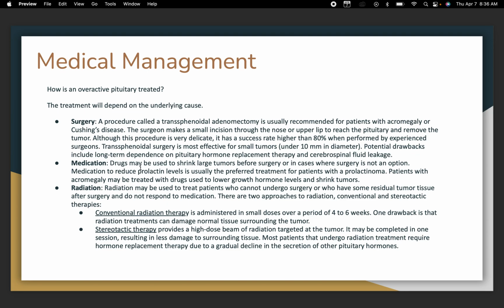And so another option is radiation, and it may be used to treat patients who cannot undergo surgery, or patients who have residual tumor left after surgery and do not respond to medication. And so there are two approaches to this radiation treatment: conventional and stereotactic.